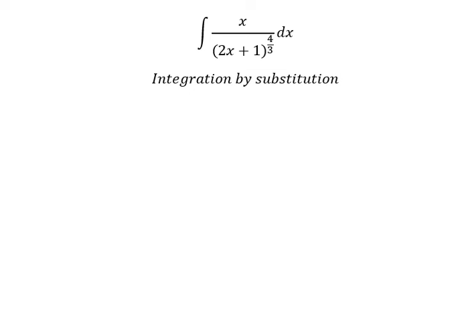So I will put u equals 2x plus 1. Because we have x, I will move the number 1 to the left and we divide both sides by number 2.